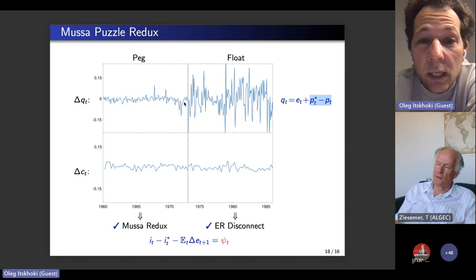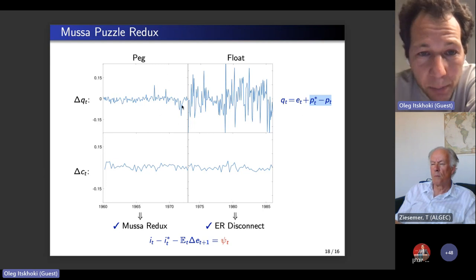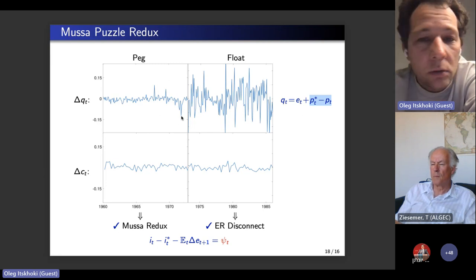There were two or three idiosyncratic devaluations or revaluations in this period where you see the spikes, but those were standalone episodes of individual countries, right?